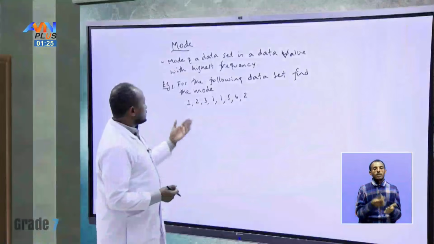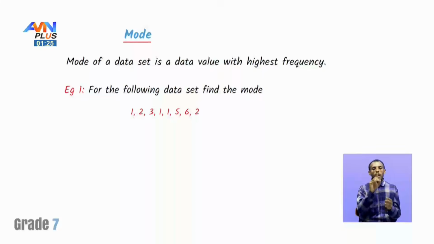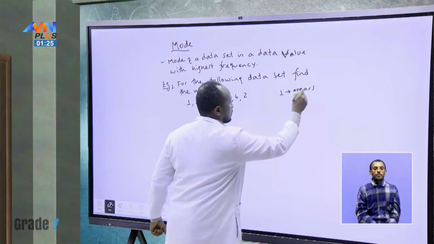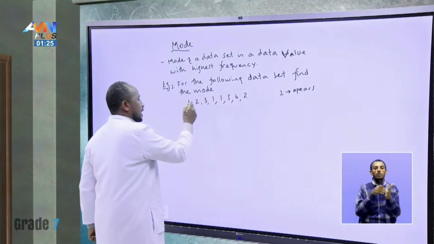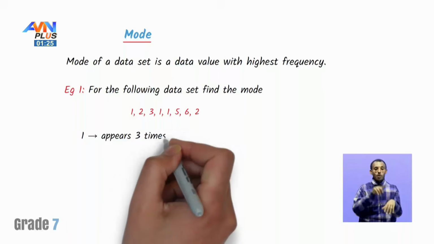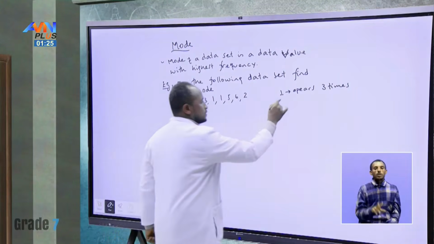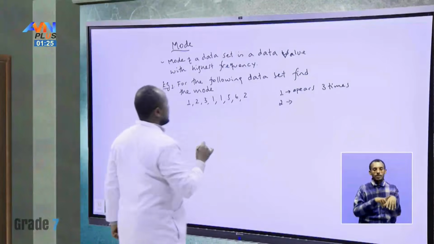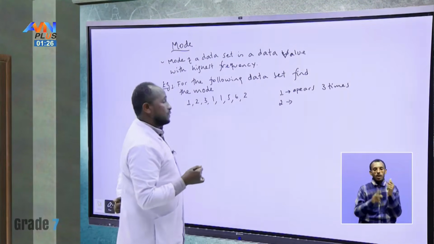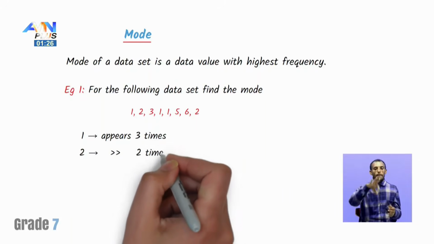Here, let's see each data value. 1 appears how many times? The frequency of 1: 1, 2, 3. It appears 3 times. Its frequency is 3. Let's see 2. 2 appears how many times? We have only two 2's. Therefore, its frequency is 2. 2 appears 2 times.